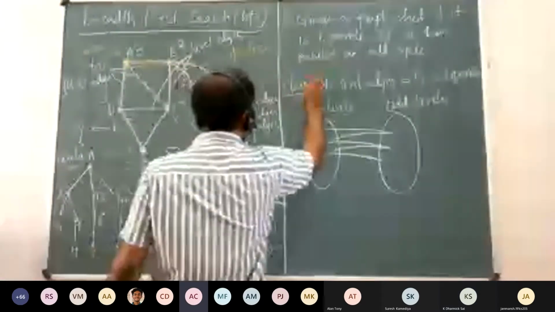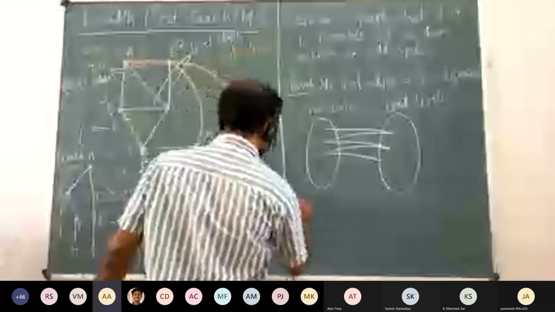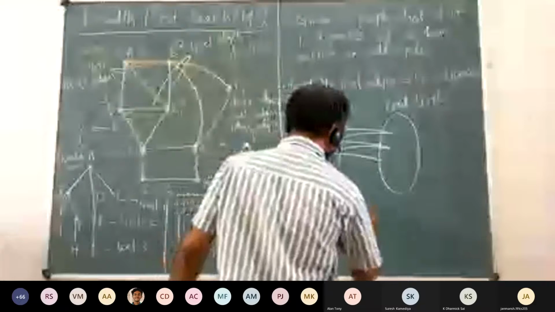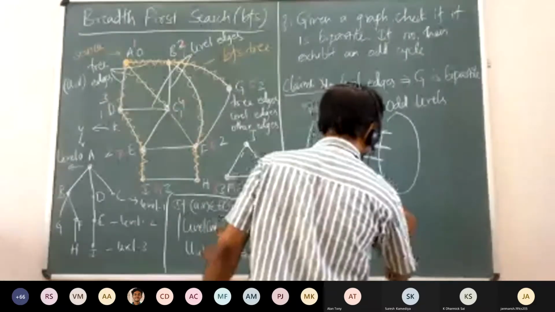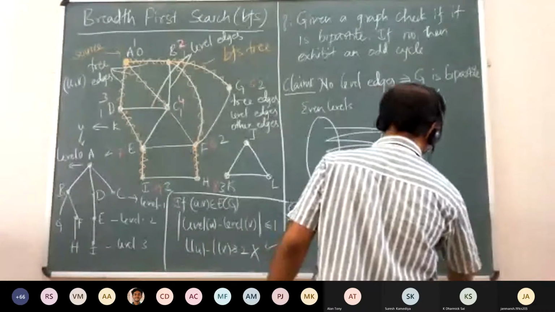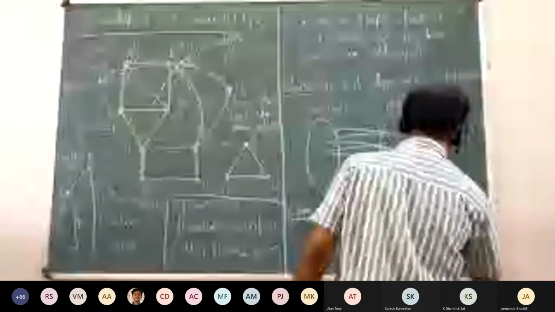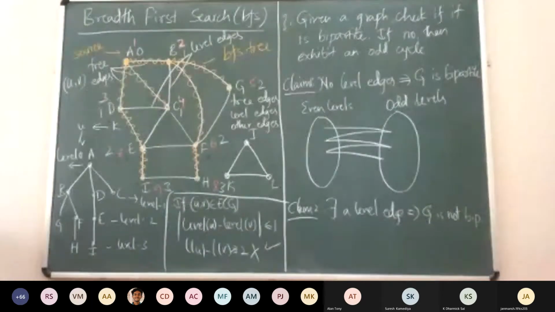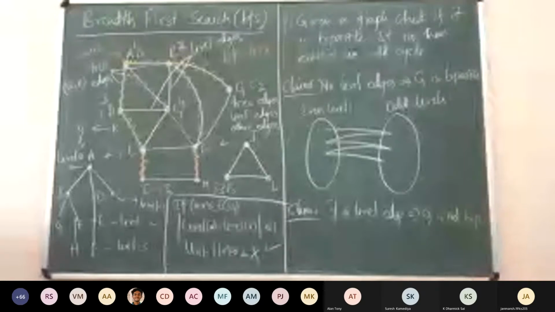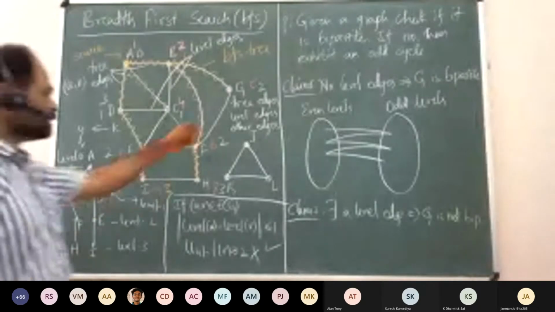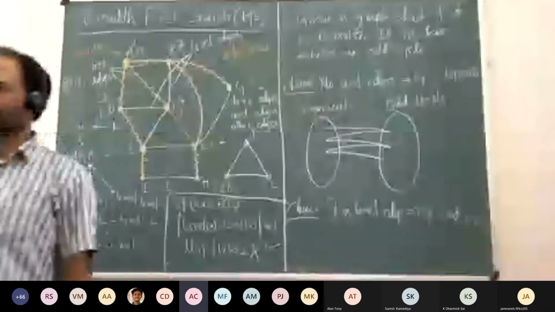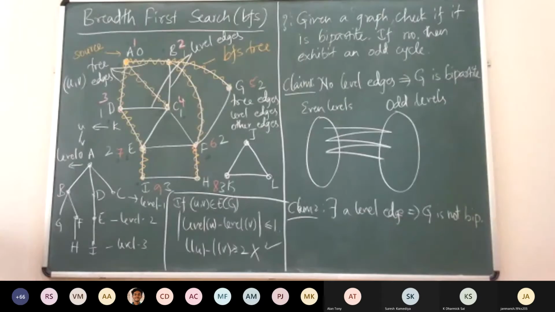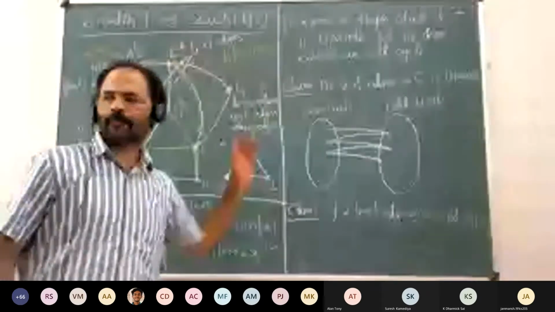So this is, say, claim 1. Claim 2 is: there exists a level edge implies G is not bipartite. This is something we can do later, right? The converse of it. Now what we want to prove is that suppose there are no level edges, then the graph is bipartite, right? We need to exhibit a bipartition. I think Suresh gave us a candidate bipartition. Does this work? Yes, sir.